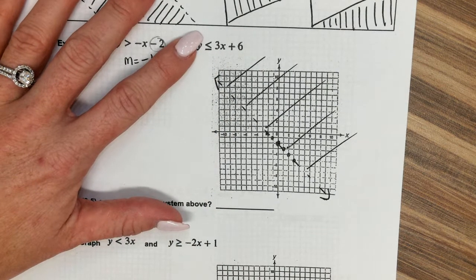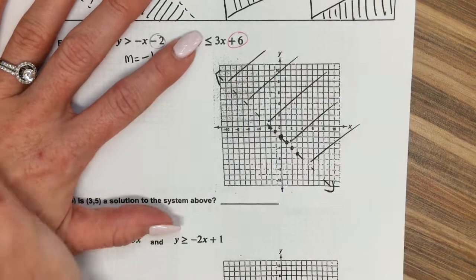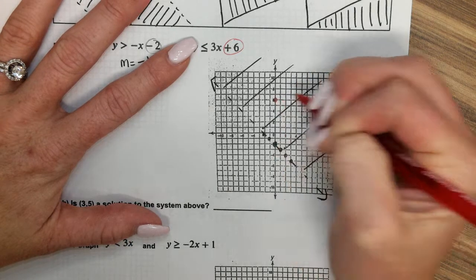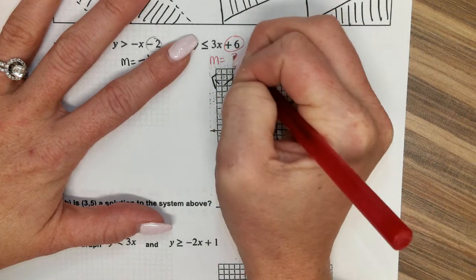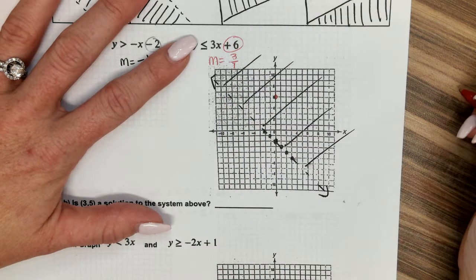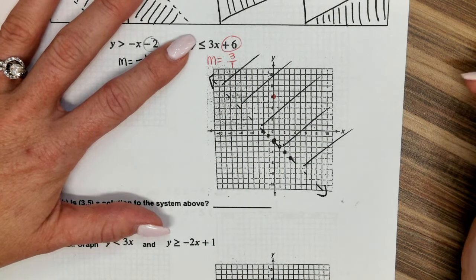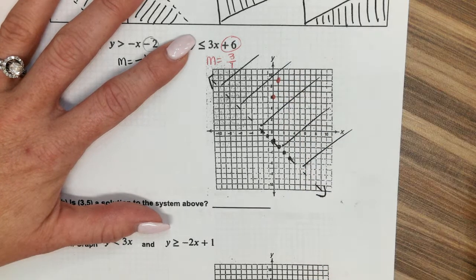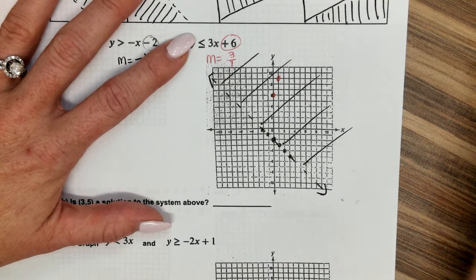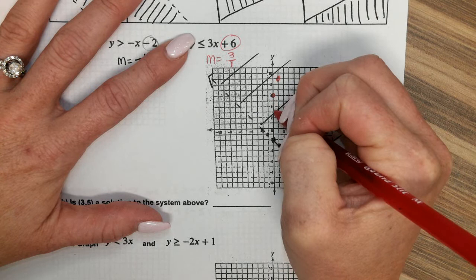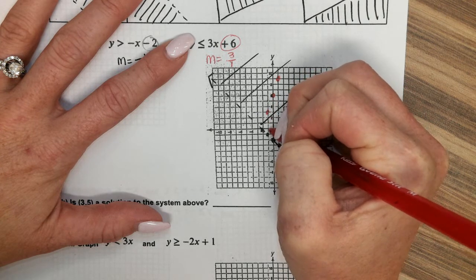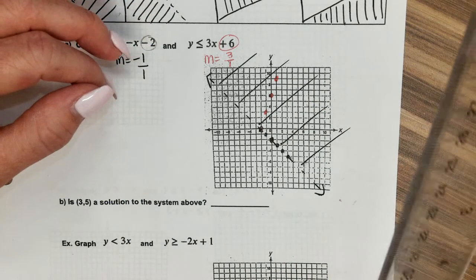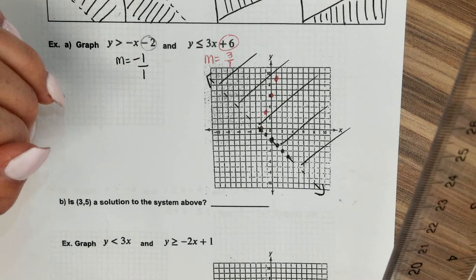Okay, let's look at this one. I'm going to use a red pen now. Where is the starting point? Positive 6. What is my slope? 3 over 1. So I'm going to go up 3, right 1. Or, what else could I have done? Down 3, left 1. Take my pencil. Is it going to be solid or is it going to be dashed? Solid.